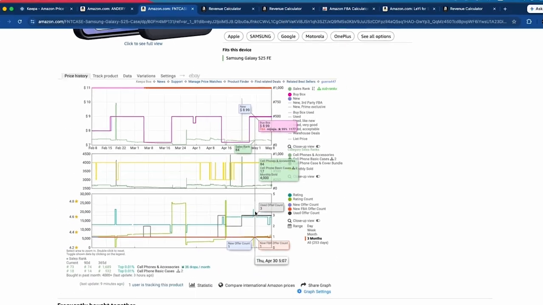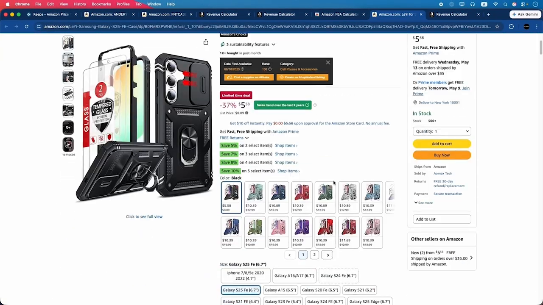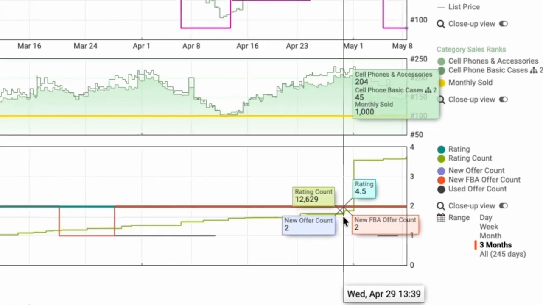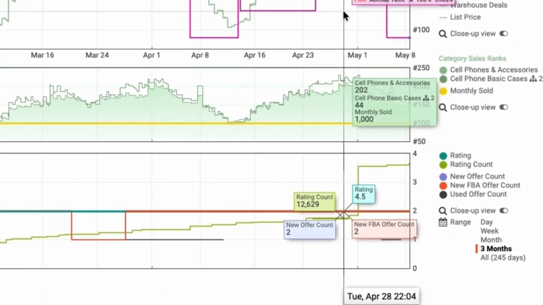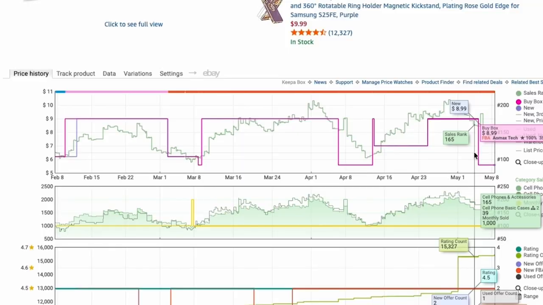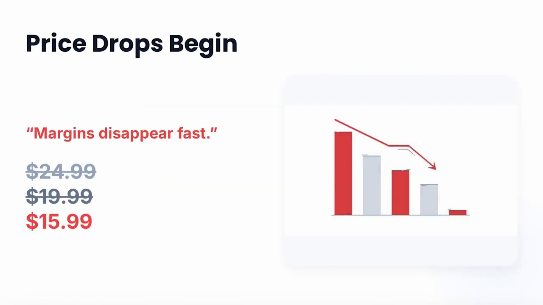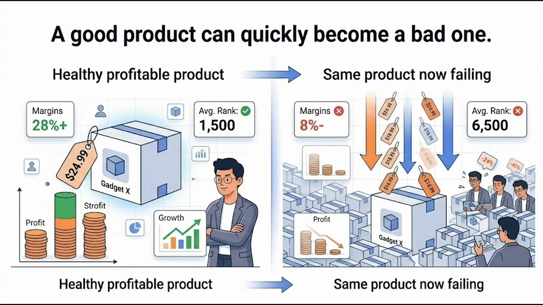And here's another bad example right here. You can see two sellers aggressively lowering the prices over time. The race to the bottom is exactly what you want to avoid. You can see all of that with the Keepa chart because when sellers constantly undercut each other, your margins are just going to disappear. They're going to evaporate and you're not going to make any money. You might even lose money. A product still might sell fast, but you won't make any money. And that's how a good product becomes a bad one very quickly.